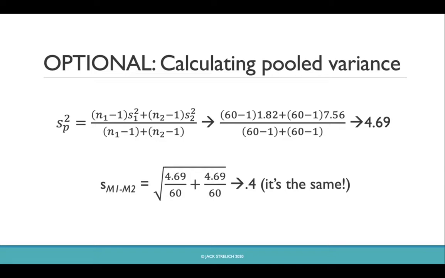So, just to reiterate, if your samples are of the same size, you do not need to calculate pooled variance. You can just use the formula for standard error. If you choose to calculate pooled variance, it should give you the exact same result when plugged into the formula for standard error.